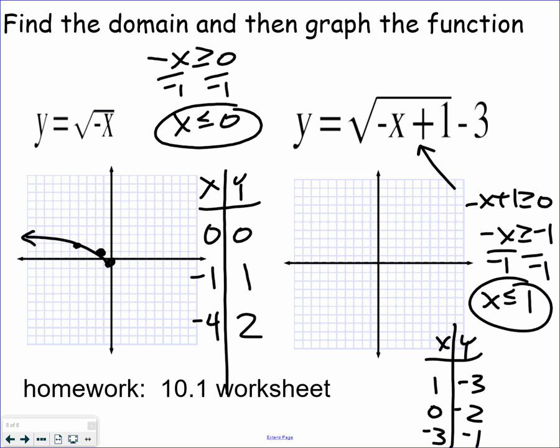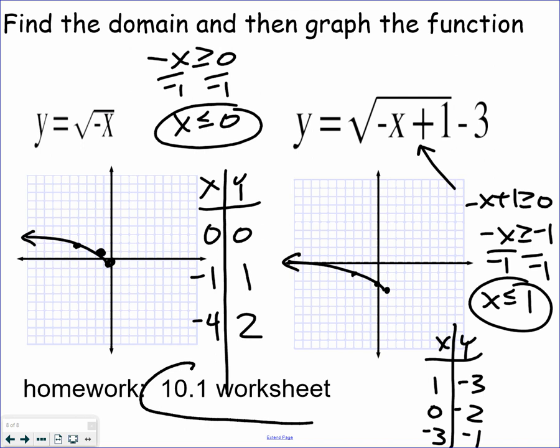Again, because of the negative sign under the radical, what ends up happening with this question is it ends up being half a parabola, but it ends up being half a parabola going left instead of right. Okay, this can be a challenging one.